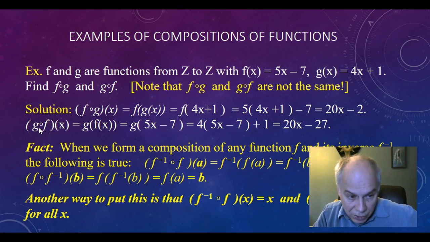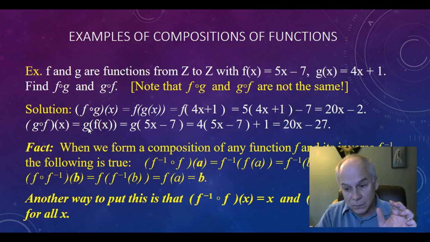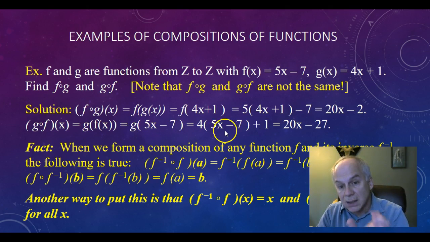Now, g composite f of x is g of f of x. So we're going to take the f of x function and stick it inside the g function. The f of x function is this 5x minus 7 function. I put that inside the parentheses, so now I have to do g of that. Well, g of that means put that in place of x.